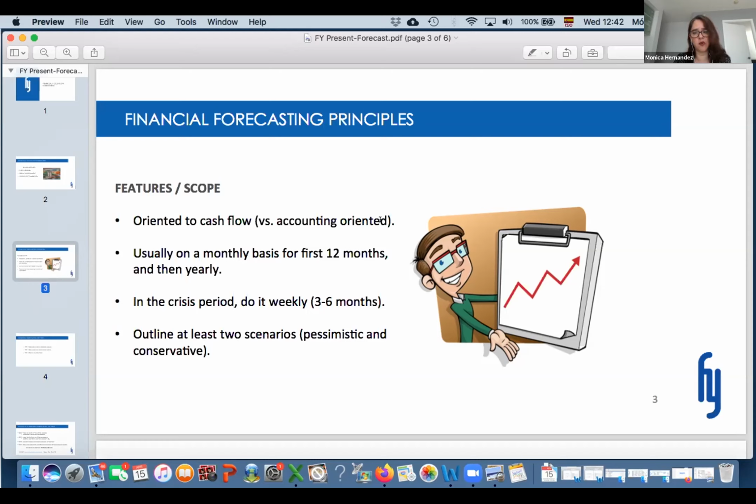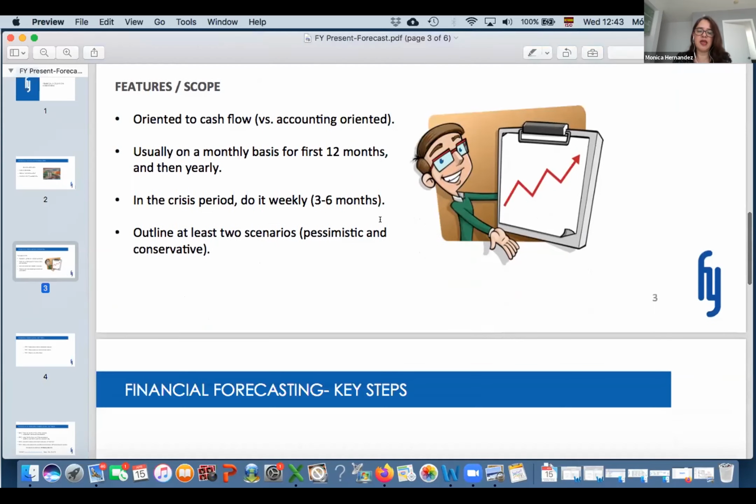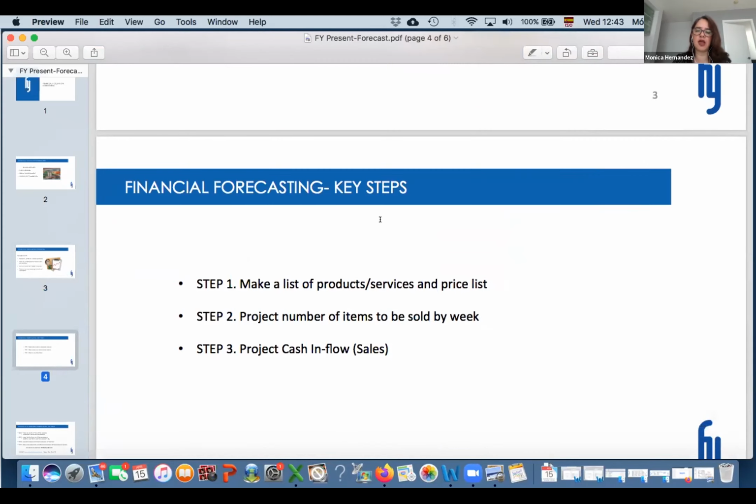The other principle we recommend is that you outline at least 2 scenarios. The pessimistic one, your worst case scenario, and a conservative one: what if things go in the middle? Not on the optimistic side, but just in the middle. With these principles in mind, I'm going to show you 7 steps that you need to follow to make a cash flow forecast in the very short term. So let's start with the first 3.